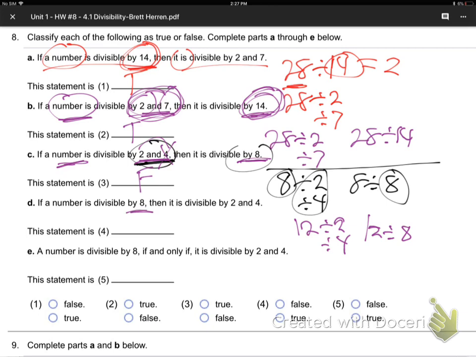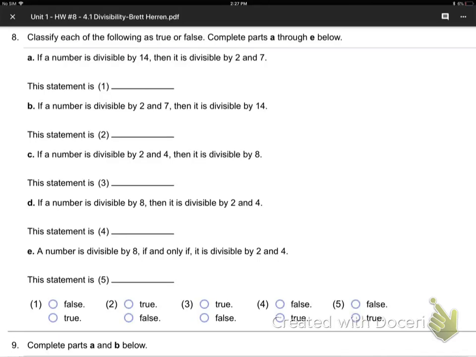So if a number is divisible by 8, then it's divisible by 2 and 4. They turned it around again. Is it correct this direction? Let me get to a fresh screen here. It's getting messy. So think about it for a second. If a number is divisible by 8, is it divisible by 2 and 4? What do you think?